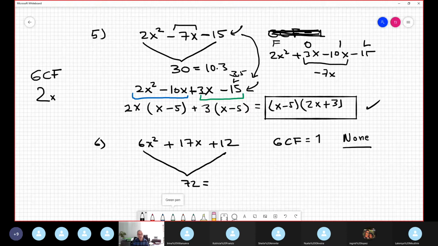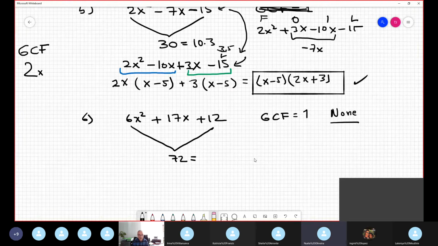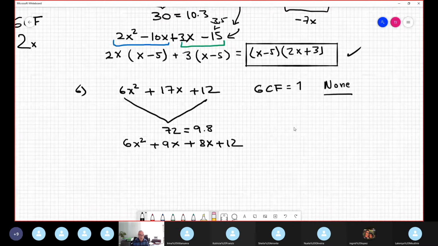Okay, I need to find the key to open the door. The key to open the door: 2 factors of 72 that somehow give me 17. Exactly, 9 and 8, because 9 times 8 is 72, and 9 plus 8 is 17. I bring down the first, I bring down the last. I split 17x using 9x and 8x. In this case both are positive, because the addition is 17. And now we are ready to apply factorization by grouping.